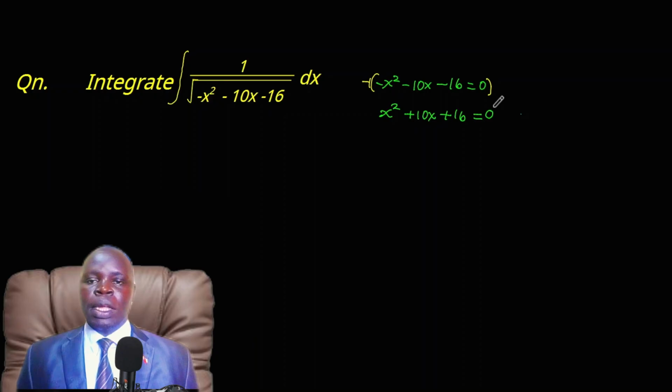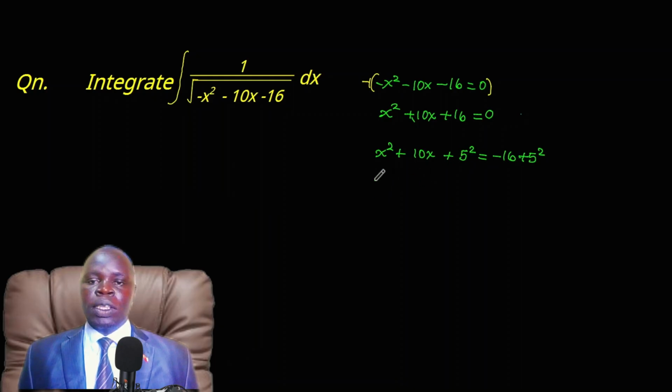Now the next step here is to take the constant to the right hand side. So let's copy the first 2 terms, x squared plus 10x equals -16. And the third stage here is we need to obtain half of the coefficient of x, and we square, adding it to both sides. So half of 10 is 5. Now when we square, we have added to the left hand side, we also add to the right hand side, and that is 5 squared.